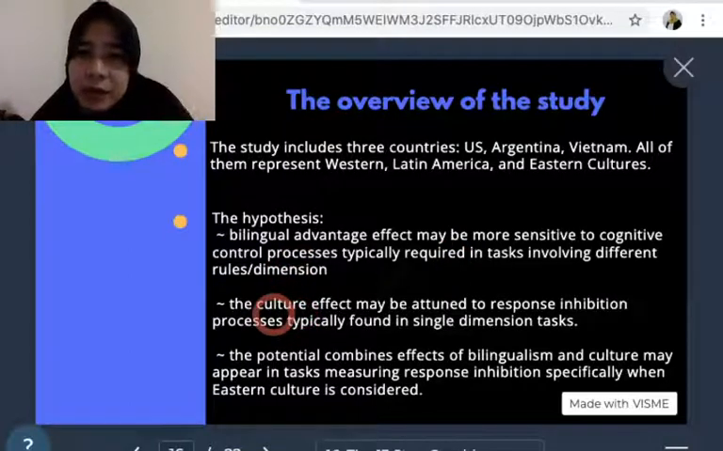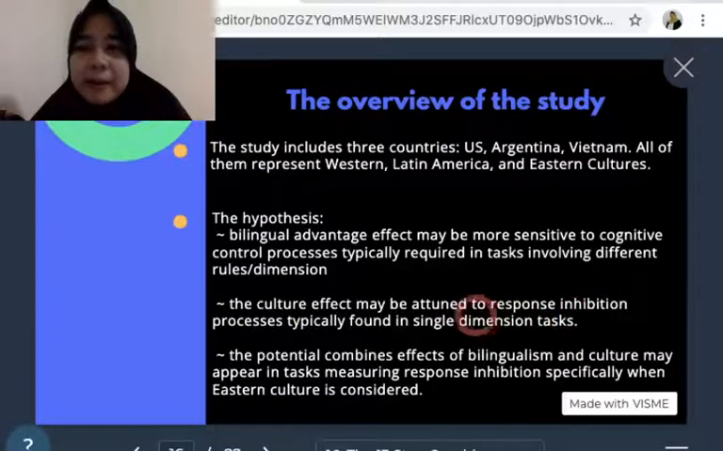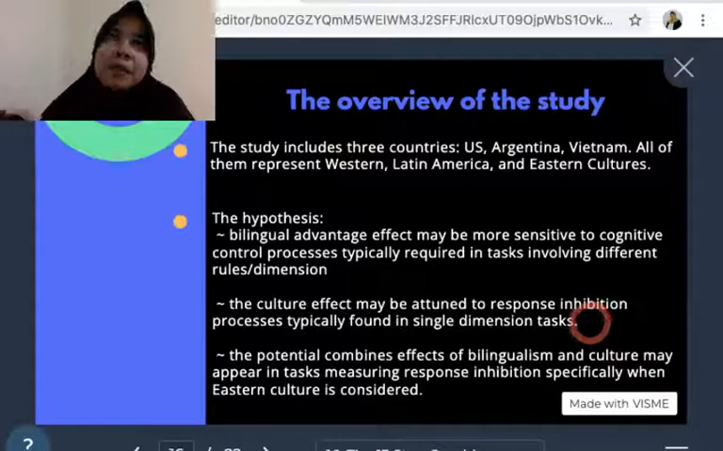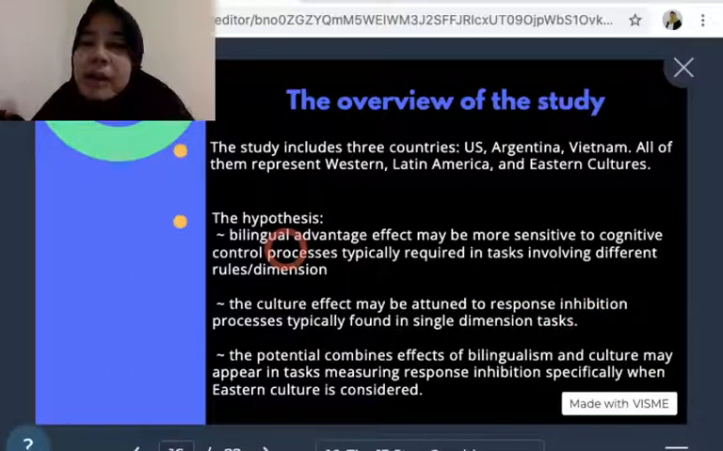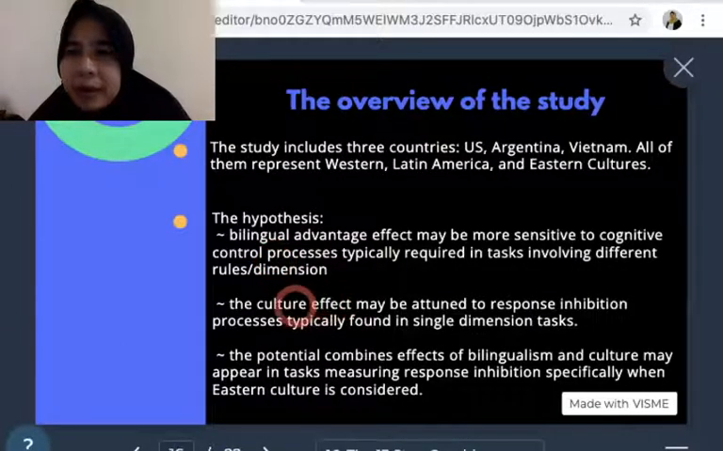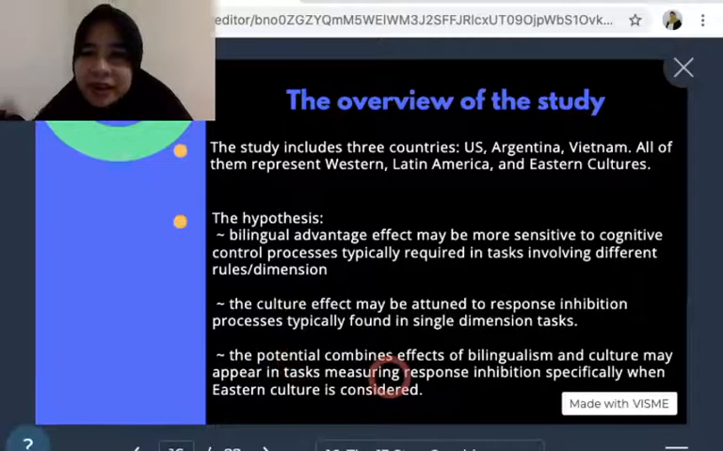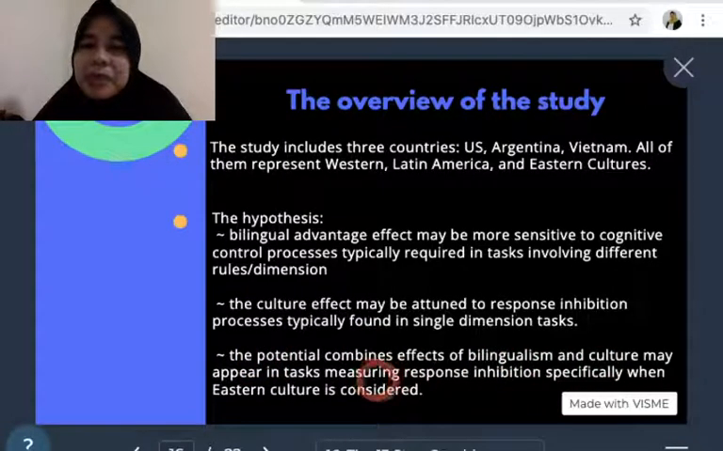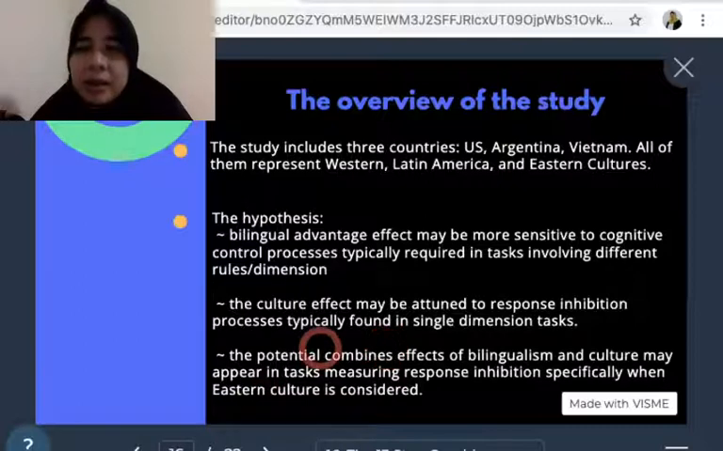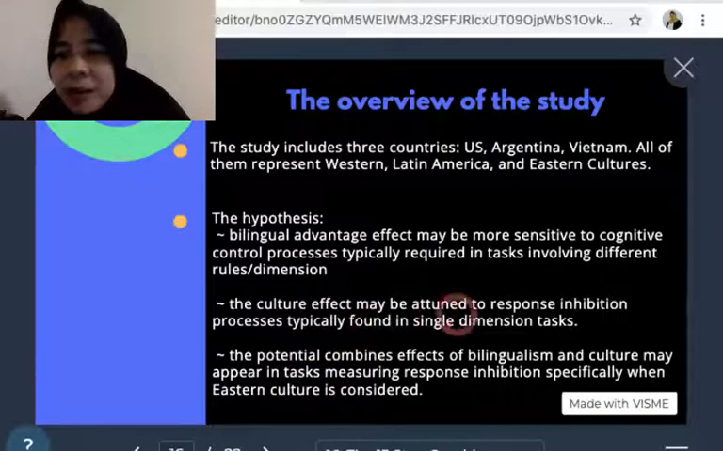The culture effect may be attuned to response inhibition processes typically found in single dimension tasks. Single dimension tasks are found in the bear and dragon task and the gift delay. On the other hand, different rules dimension tasks can be found in DCCS and the day and night task. And then the potential combined effects of bilingualism and cultures may appear in tasks measuring response inhibition, specifically when Eastern culture is considered. So again, the authors hypothesize that Eastern culture will outperform in EF tasks, especially bilingual speakers.